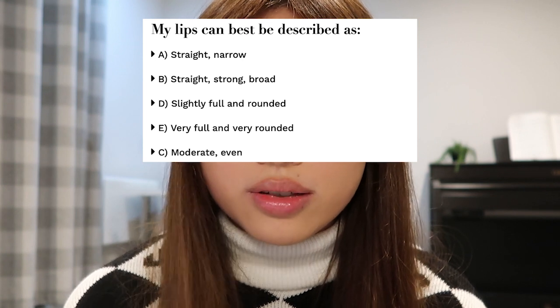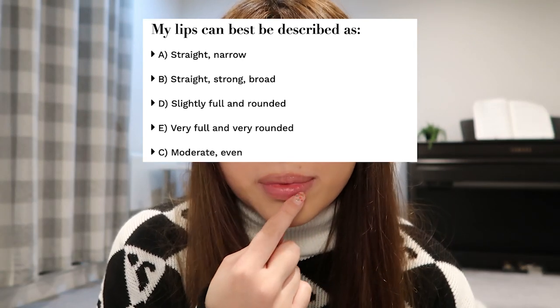What shape are your eyes? I would definitely not say my eyes are narrow and close together. I'm just going to go with C there, so evenly spaced, moderately wide. And what shape are my lips? I do have lip liner on, just so you know. E, mainly because my bottom lip is really huge.